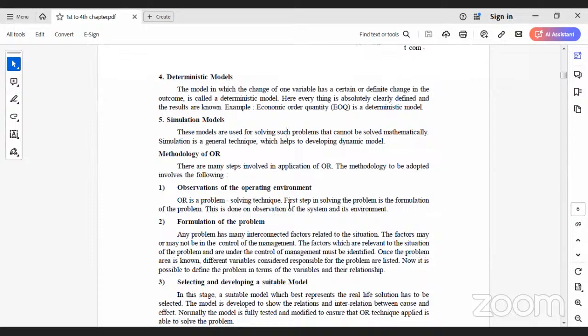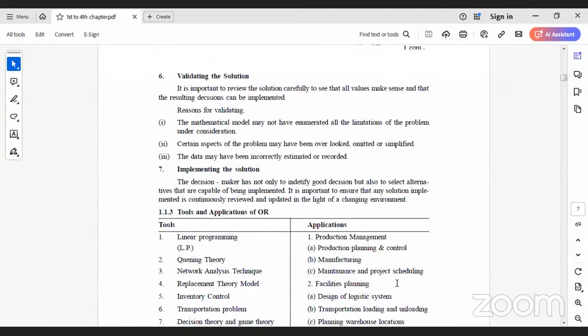There are many steps involved in the applications of OR, the methodology to be adopted. The methodology adopted involves the following steps. So observations, Komal, this you have to study. It will go to the problems.